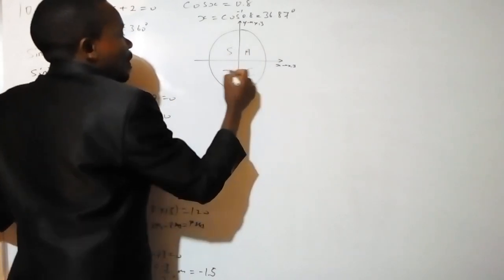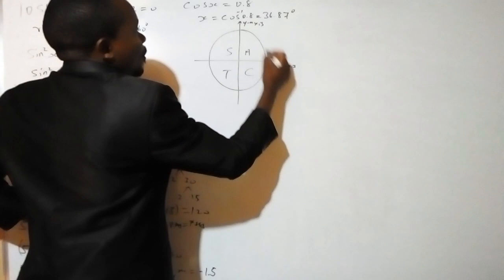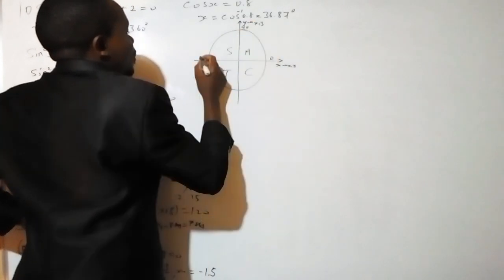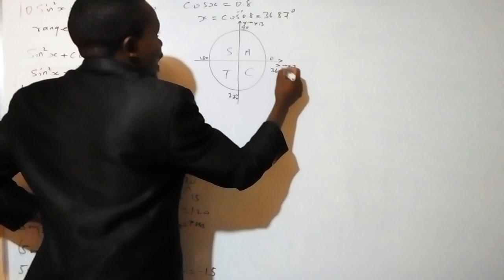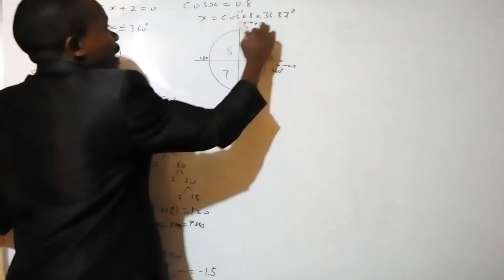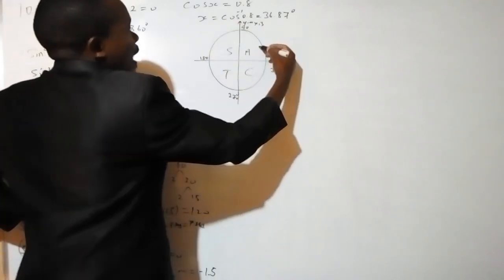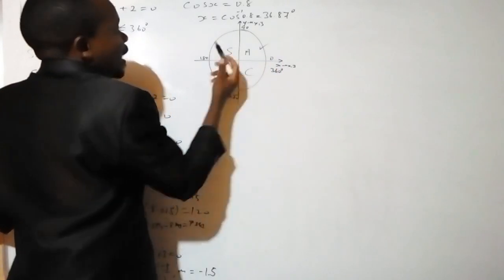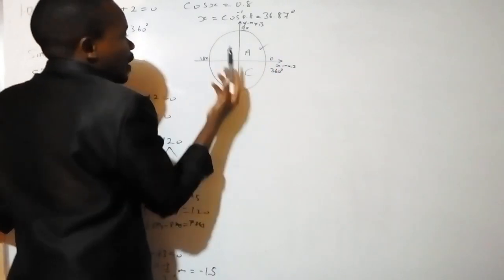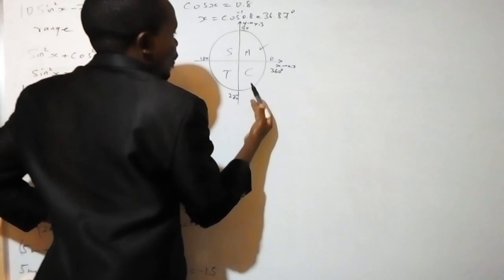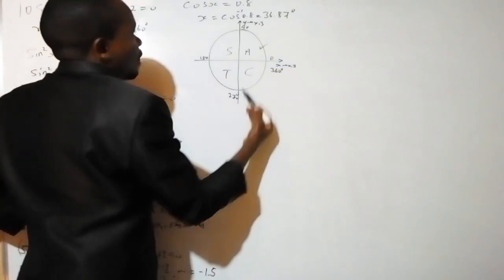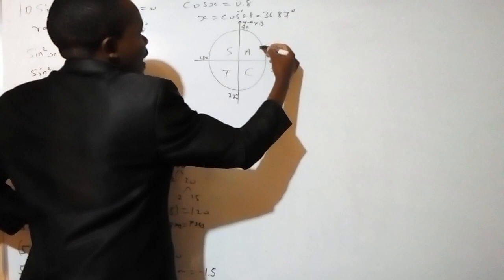It has 0, 90, from 90 to 180, 180 to 270 degrees, and to 360 degrees. Since cos is positive, here all are positive. In the second quadrant, only sine is positive. In the third, only tan is positive, and in the fourth, only cosine is positive, which means our cosine should lie in between the first and the fourth.